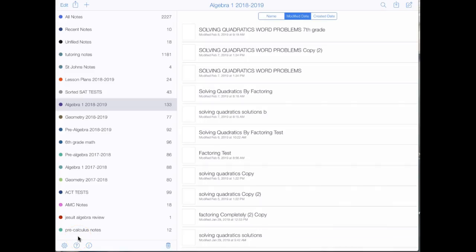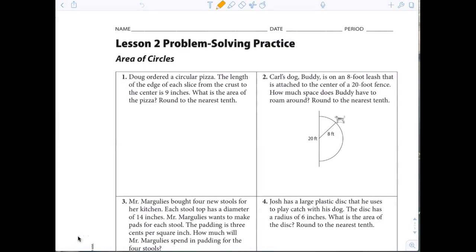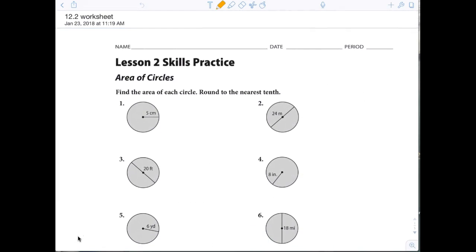Here we go. Today, 12.2. Yesterday we did circumference. Today we're going to do area. If you forgot, you could easily look up the formula for the area of a circle. Let's talk about it real quick at the top of the page.